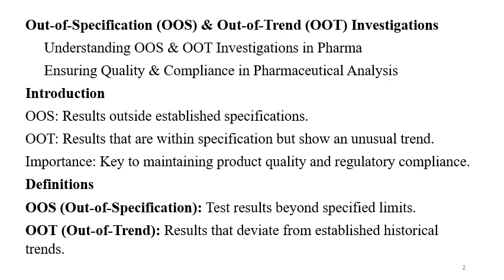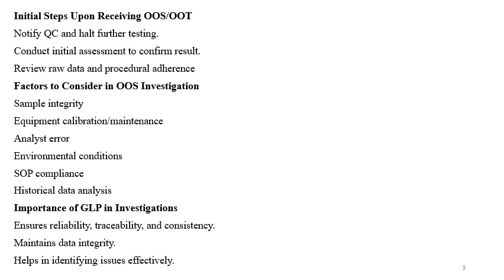Out of trend means the results are deviating from the established historical trend. For example, the assay values are within the specification of 95 to 105, but the trend values are around 98 to 99%, but this time you got 103%. This is just an example to make you know about the terminologies.